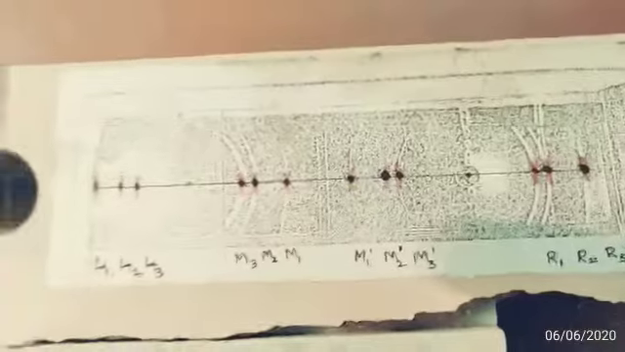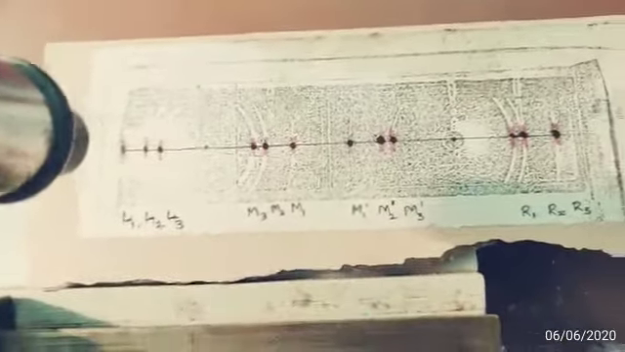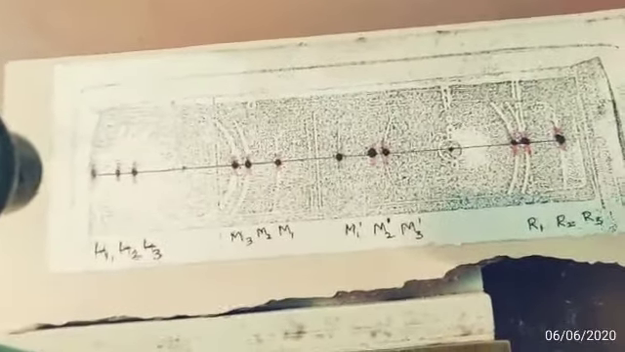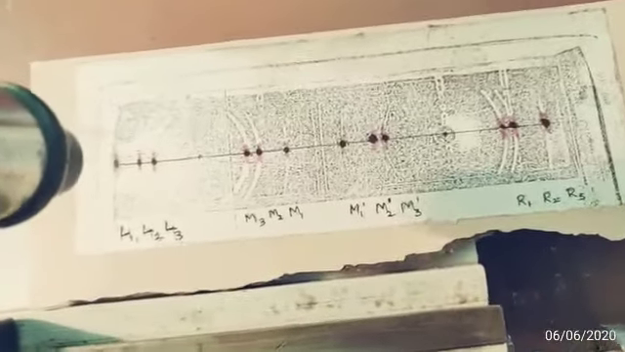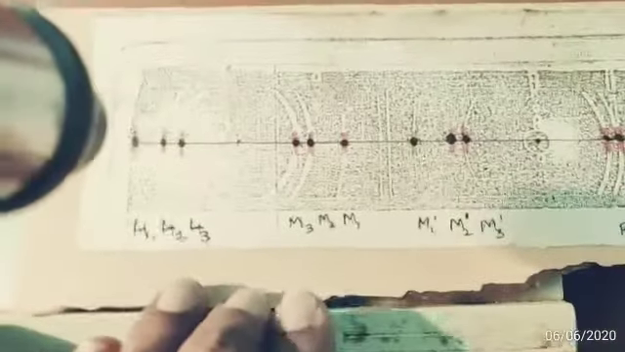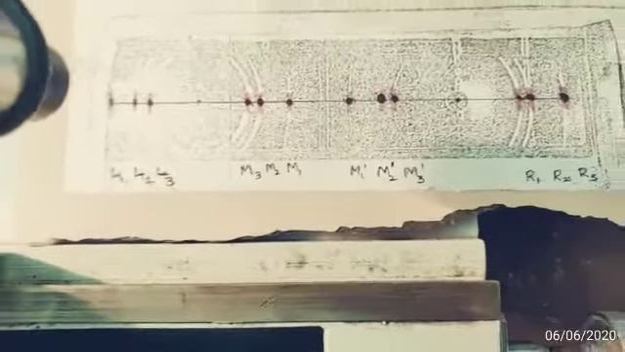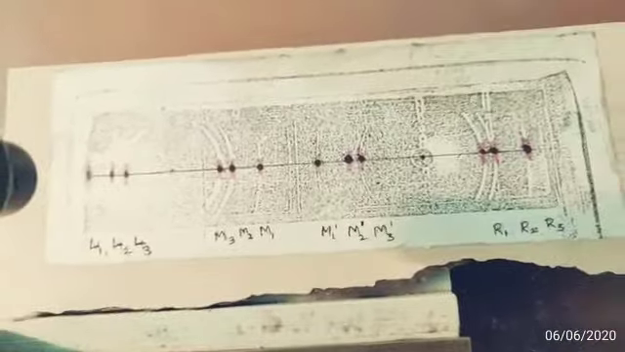First, set this X-ray film under the telescope. Check whether all the points are seen in the microscope or not. If it's not, adjust the film. First, focus the microscope at L1.